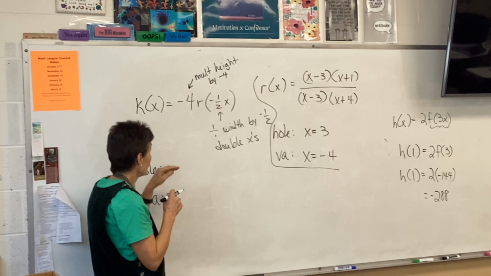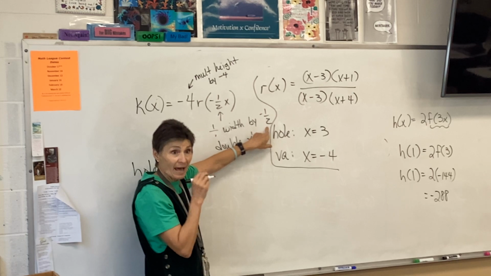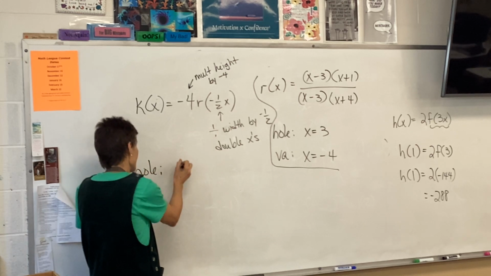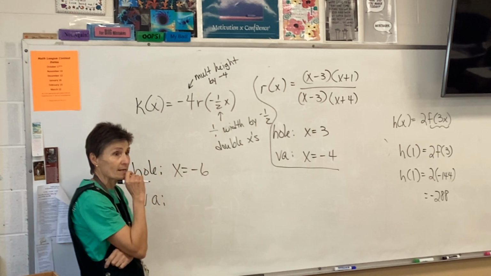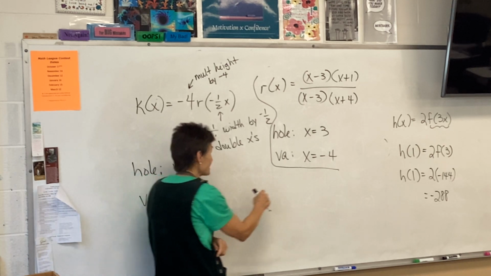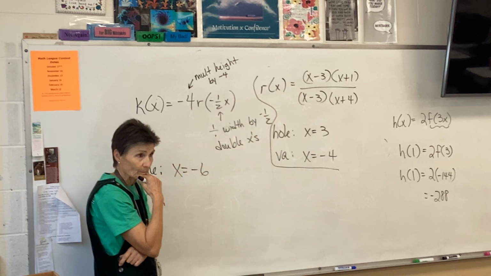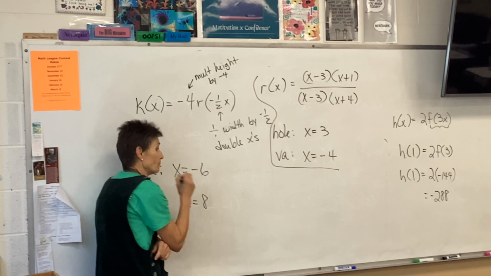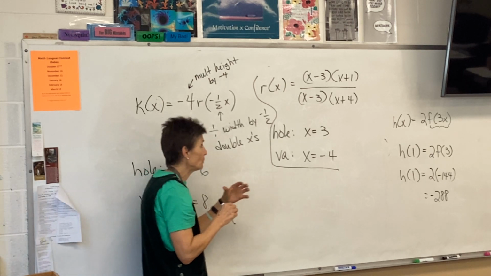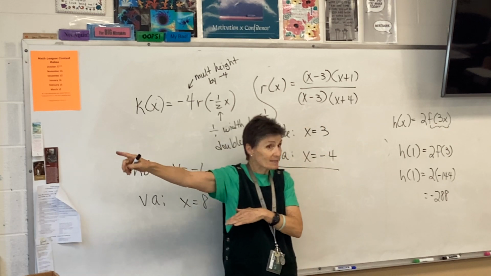Well, what are we doing to our x's? We're dividing them by -1/2. So what's 3 divided by -1/2? So x equals -6. Your hole is going to be at x equals -6. If my vertical asymptote was at -4, where's it going to be now? 8. Hopefully it makes sense to you that the hole had a positive x in the original, so it's going to have a negative x in the new one.